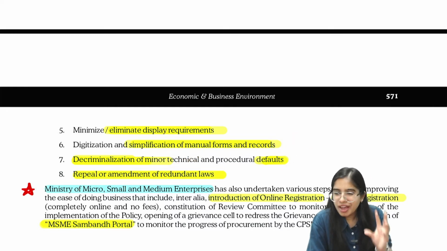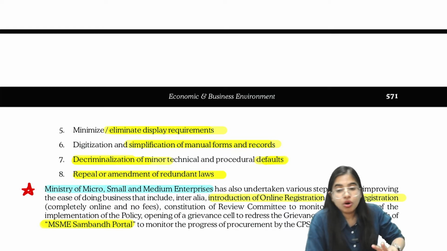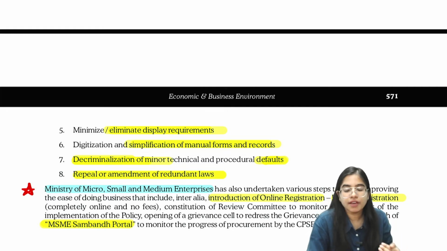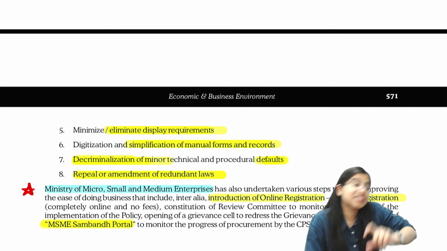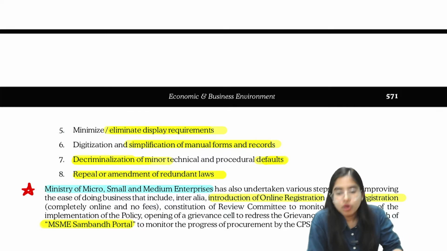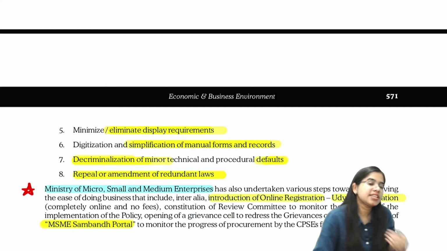Decriminalization of minor default. Like if you have done a minor default, we will forgive you, we will not criminalize it. Earlier even minor defaults were being criminalized, so now we have said no, it is not a crime, so it is known as decriminalization. It is the opposite of criminalization. When you hold something as a crime, that is known as criminalization. And when you say that no, this is not a crime, then that is decriminalization.